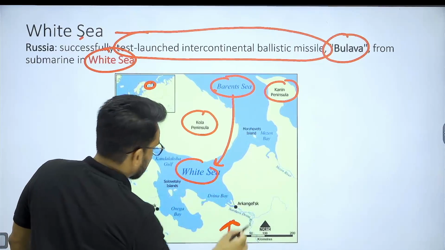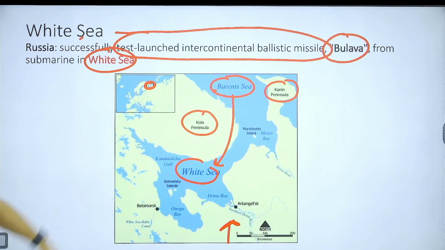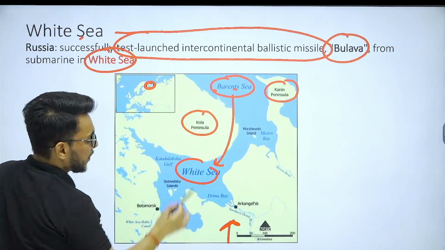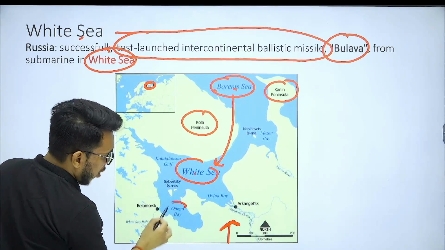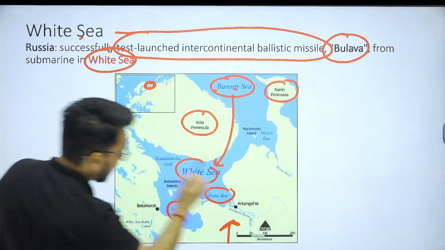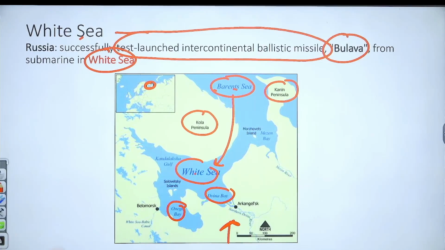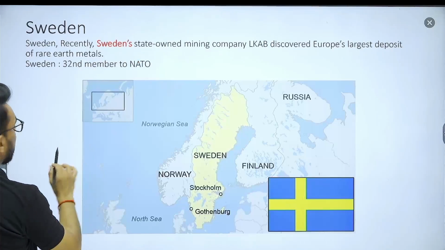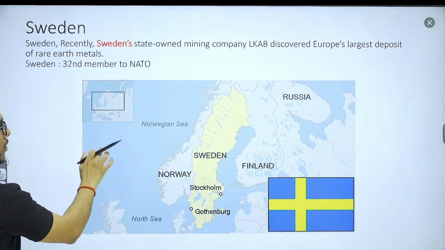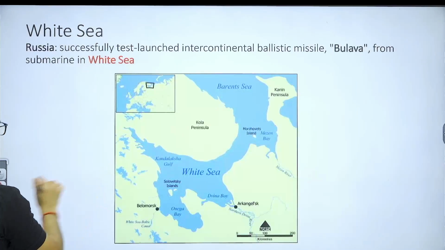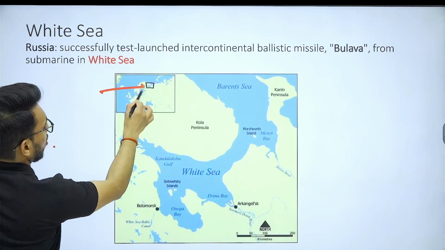Now this entire area is Russia. So Barents Sea, White Sea, Onega Bay, Dvina Bay. Now, where is it located? It is located north of Russia.